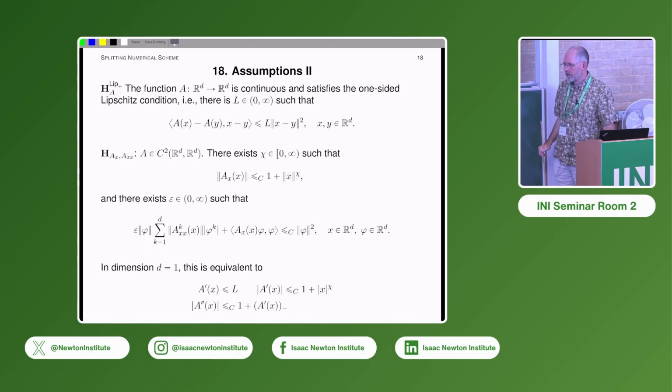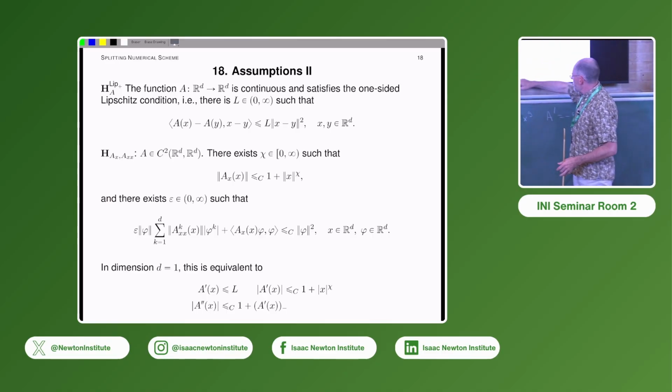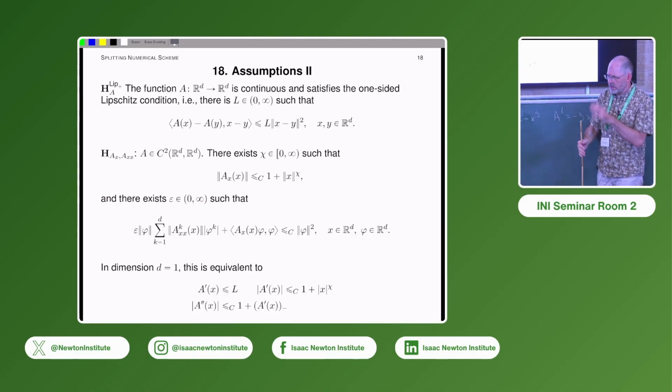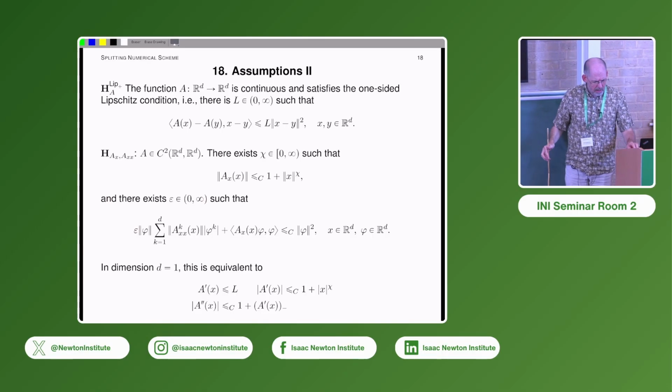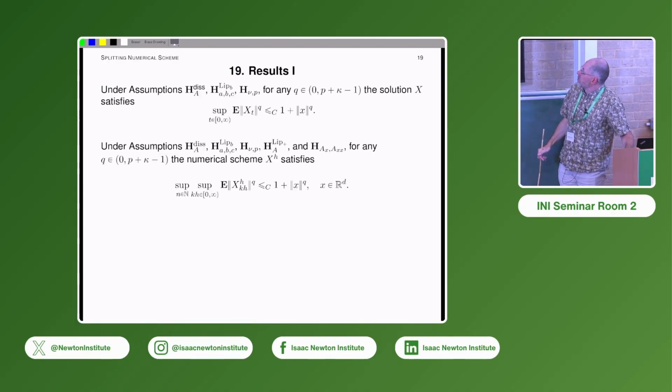Does it have to be globally in x or just big x here? It's for big x because we have everything up to a constant. So this notation means you multiply by a constant and add. Yes, essentially for big x, of course, because locally everything is fine. So yeah. Good. And then the results.